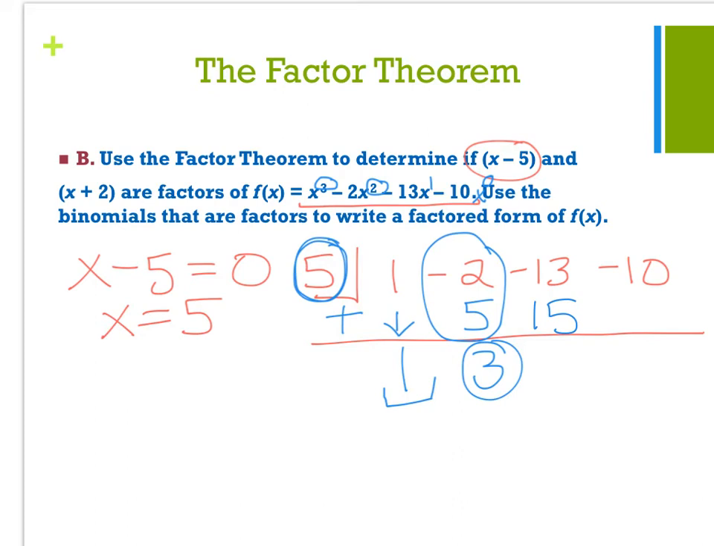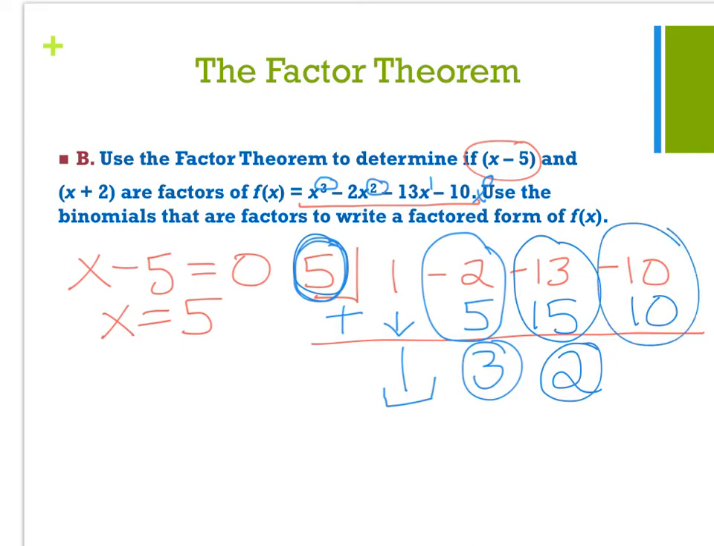15 times 15 plus -13 gives me a positive 2. And when I multiply 2 times the divisor, which is 5, I get a positive 10. And when I add this column, -10 and positive 10, I get 0. So my answer to this question is yes, x minus 5 is a factor of this polynomial function f of x, because my remainder is 0.